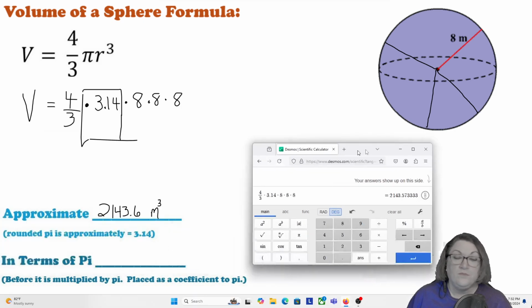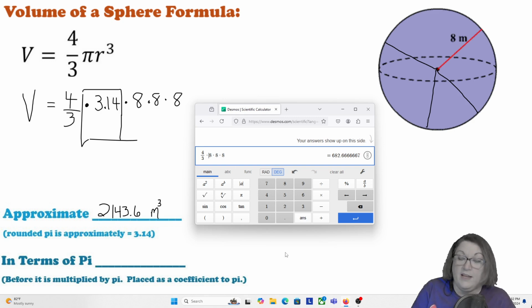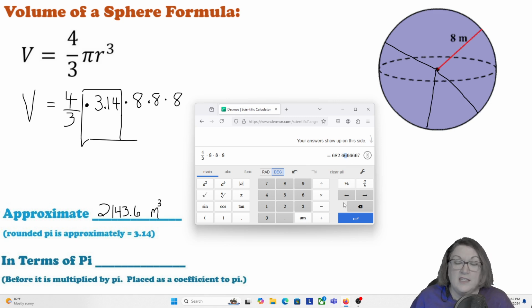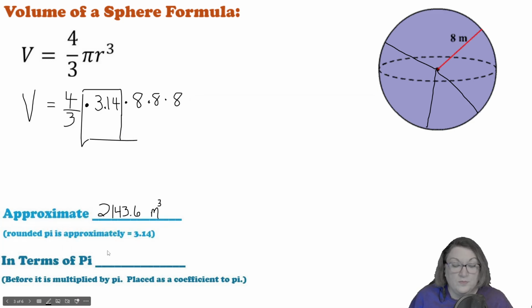So when I go back to my calculator, if you just take out the pi part of your calculations, what's left will be your in terms of pi answer. In this case, it's 682.6. And that 6 to the right of it means I round that 6 in the tenths place up to a 7. So we end up with 682.